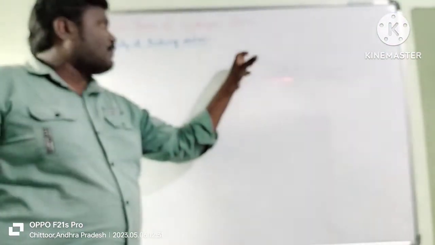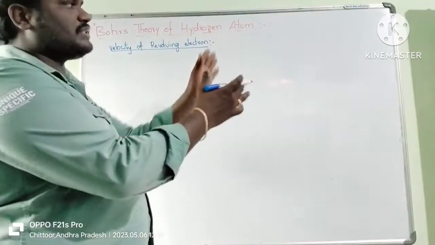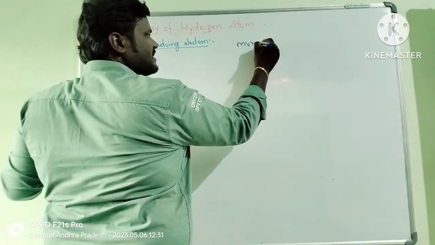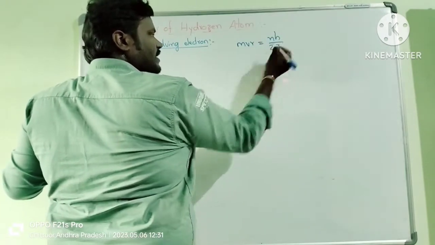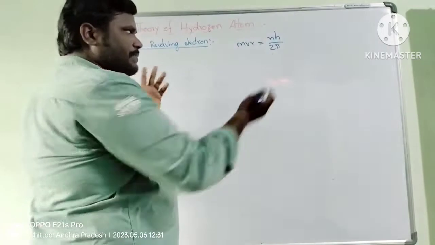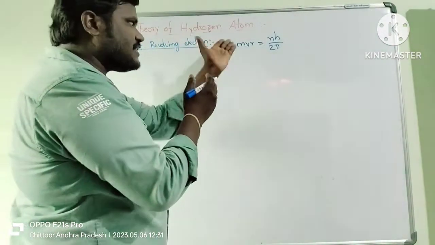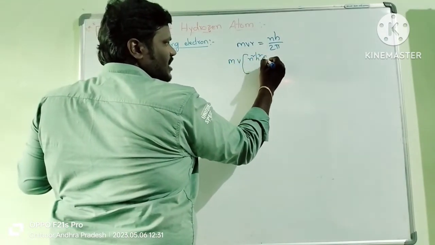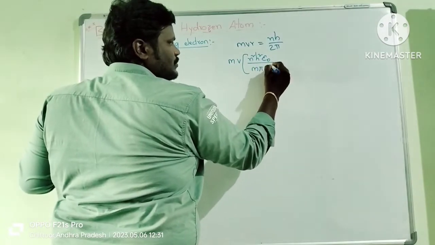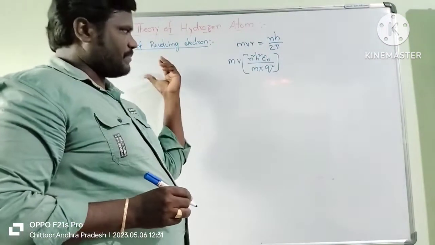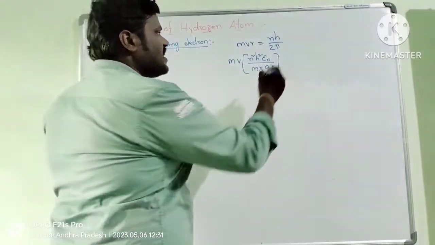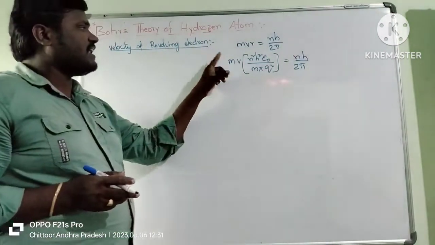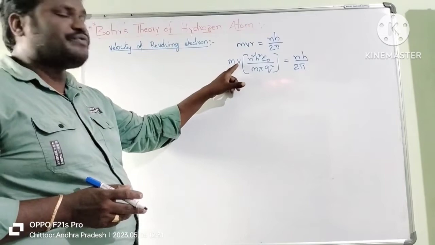Now the velocity of the revolving electron. Here we need to substitute the radius value in the orbital angular momentum. So orbital angular momentum m v r is equal to nh by 2 pi. Here I have to substitute the r value. Previously we found that the orbital radius is n square h square epsilon naught by pi m q square. We substitute it here, with nh by 2 pi as usual. Now we need to find the velocity of the revolving electron.